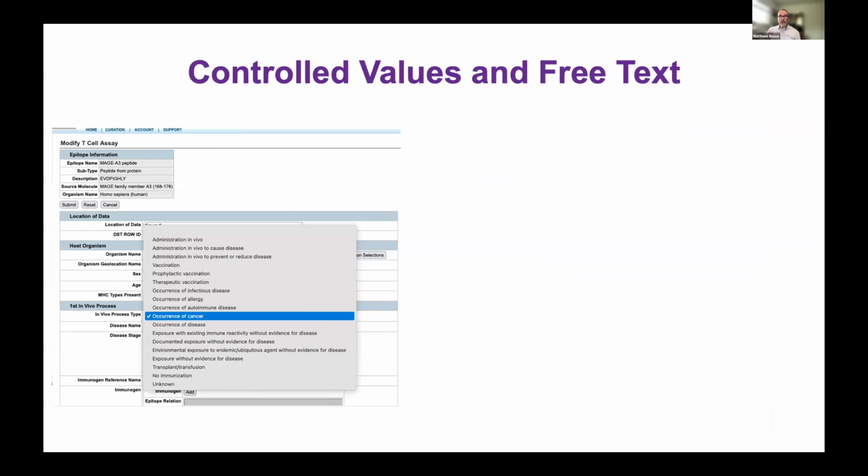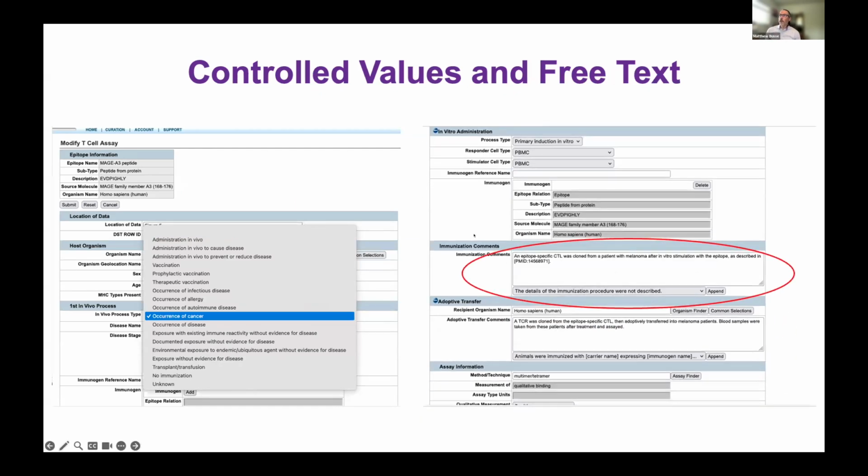Whenever possible, data are entered using controlled value fields. This means that the descriptor of the data is selected from a drop-down list of standardized terms. And this goes a long way towards ensuring that data are captured consistently from paper to paper and curator to curator.